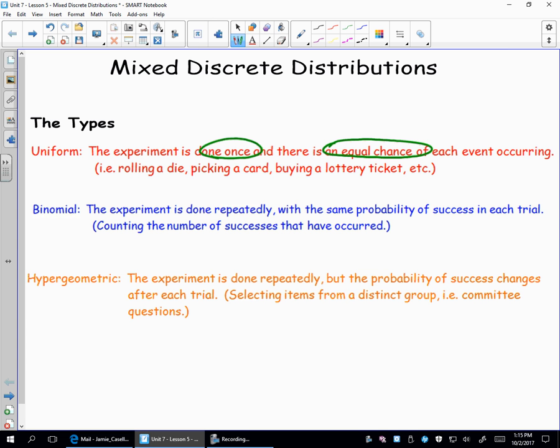They all have an equal chance of happening, and you're just doing one thing. Option 2 is binomial, so we're going to do things repeatedly, but the probability of success in each trial is what you're measuring, and that probability never changes. The trials are independent of one another. I roll the dice, but I'm doing it 5 times. I flip the coin, but I'm doing it 3 times. And then, of course, the third one, hypergeometric: we're doing it repeatedly, but the probability changes each time. I have a deck of cards, I deal the first card, and I keep it out. The probability is changing with the next card because one of the cards is already missing. So those are our 3 types: uniform, binomial, hypergeometric.